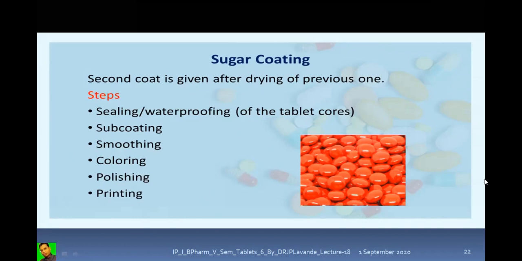So what are the different steps involved in sugar coating? It involves 5 to 6 different steps, which can be summarized as sealing. Sealing is the first step, also called waterproofing. Sealing or waterproofing of the tablet cores. Second is the subcoating, then smoothing, then coloring, then polishing and printing. Printing is the last stage, where some identification marks, names, embossing, printings, or engravings might be carried out with the help of edible ink.